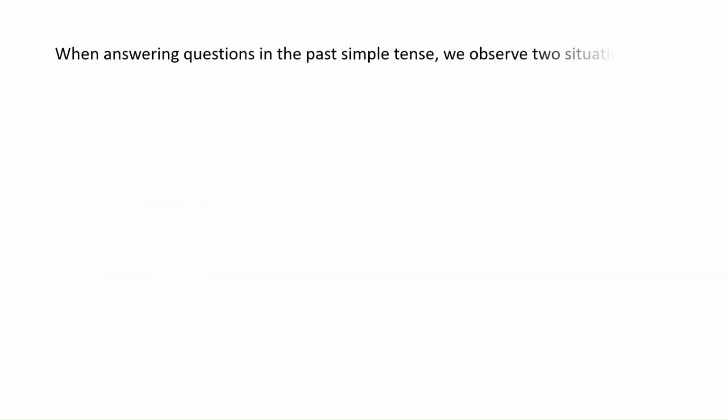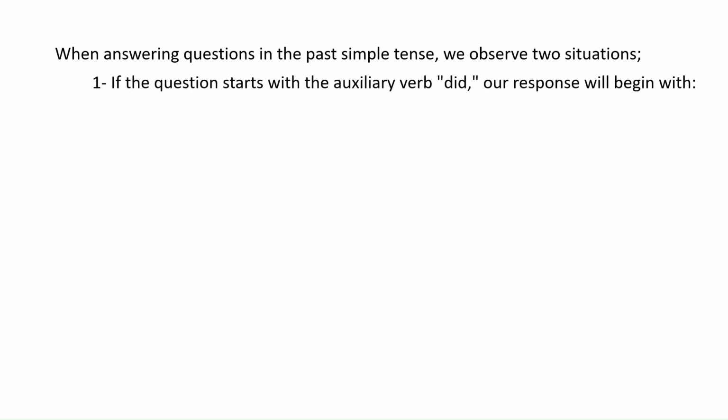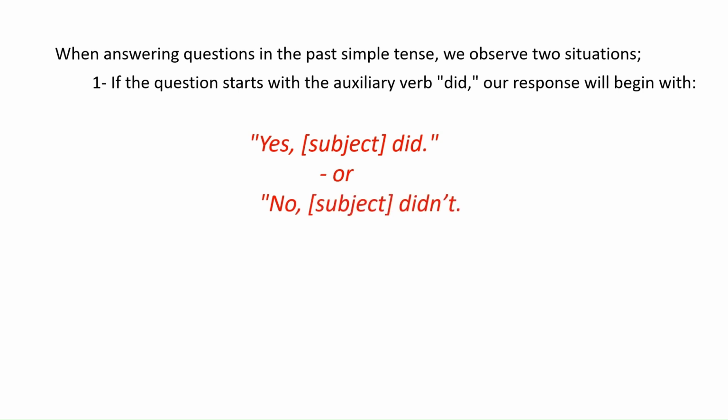When answering questions in the past simple tense, we observe two situations. The first one is when the question starts with the auxiliary verb did. Our response will begin with yes plus the subject plus did, or no plus the subject plus didn't. This structure helps ensure precise and correct answers.